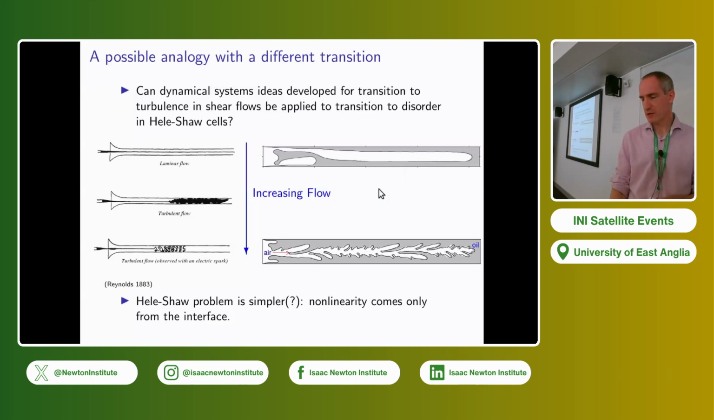And then as you increase the flow, when you're in the pipe, you get turbulence. When you're in the Hele-Shaw cell, you get this disordered propagation. But we argue that the Hele-Shaw problem is actually simpler because there's no bulk nonlinearity. This nonlinearity, as I've said many times, is coming only from the interface. So maybe we stand a better chance of understanding it, maybe not. And what does understanding mean anyway? That's a deeper question that we can maybe talk about later.